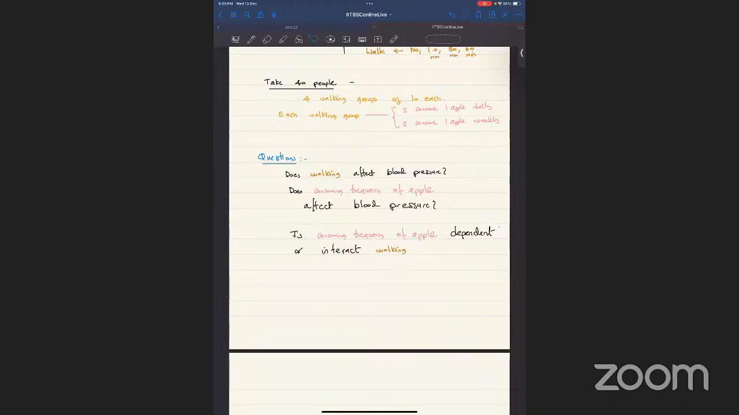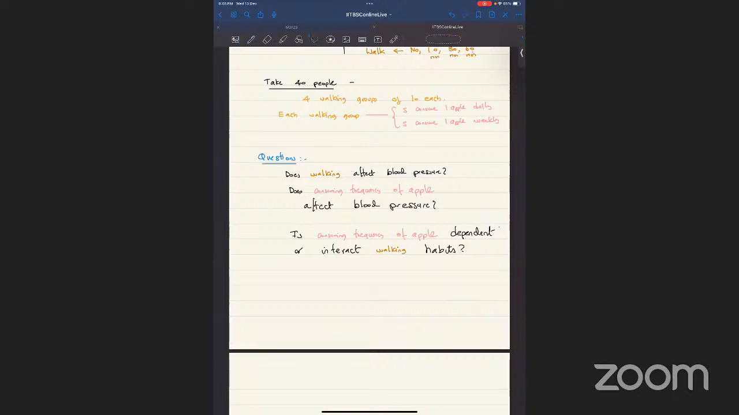So these are natural questions anybody will ask in the real world. Is there interaction between the two effects? Does walking have an effect on somebody, and is it dependent also? If you walk so much and eat one apple a day, that means your blood pressure is so much. Is there a combined effect rather than an independent effect? These are questions that people like to understand.